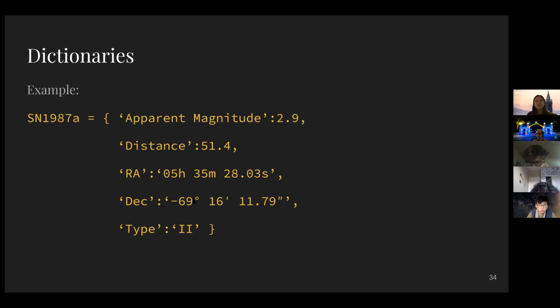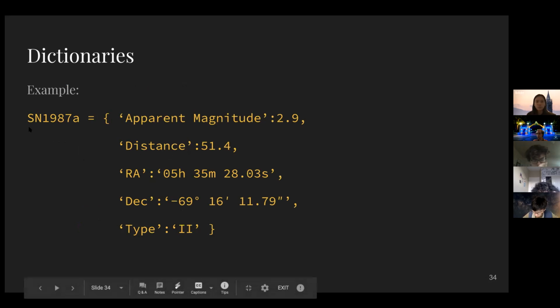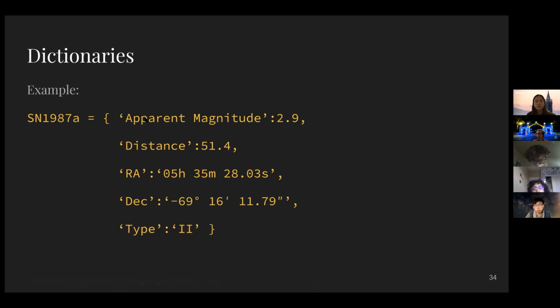Since this is an astrophysics kind of DeCal, a more relevant example is supernova 1987A. You can make a dictionary of the apparent magnitude, distance, RA, dec, and type. The keys would be apparent magnitude, distance, RA, dec, and type, because those are on the left of the colon, and the values are the 2.9, 51.4, everything on the right of the colons.